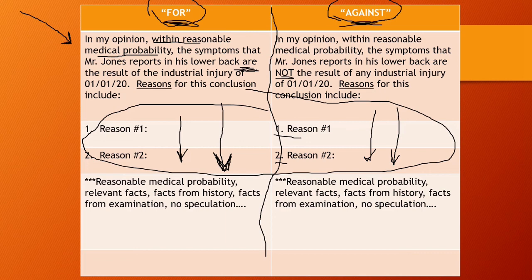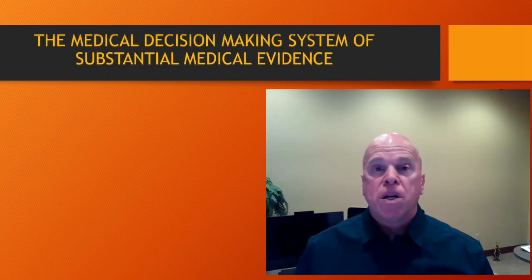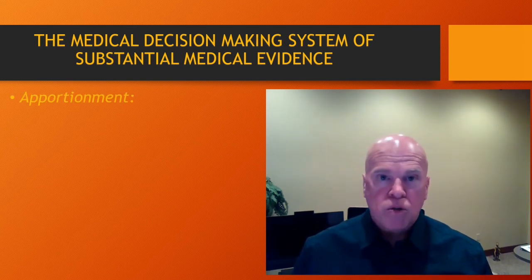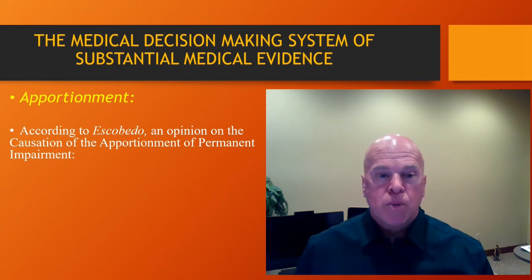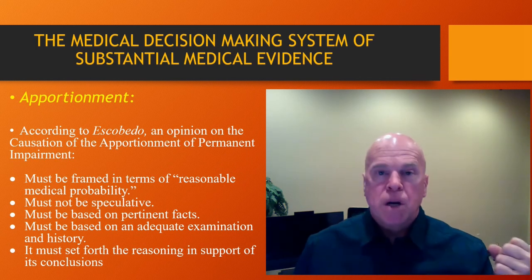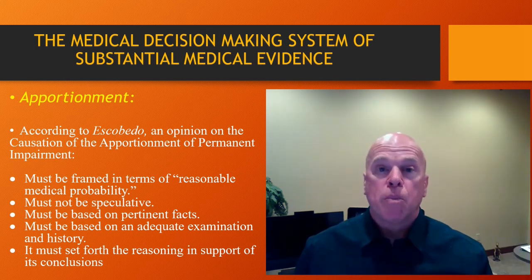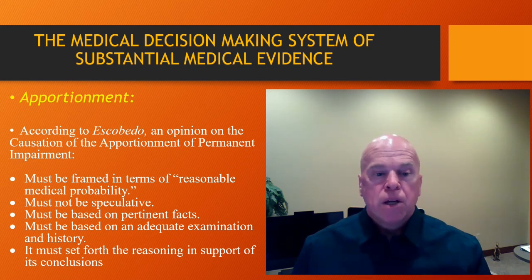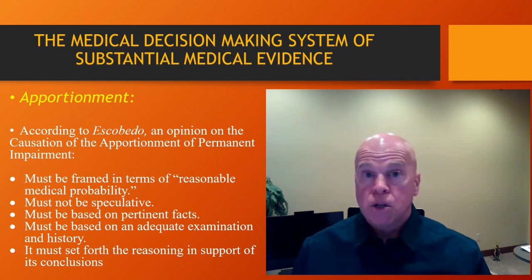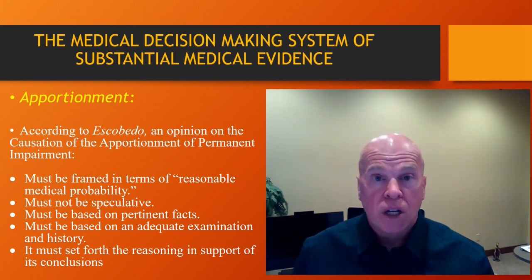Let's take a look now at fashioning your apportionment approximate percentages. When it comes to providing your apportionment approximate percentages, the exact recipe and formula for qualifying your opinion and conclusion as a substantial opinion comes to us from the Escobedo case. And Escobedo tells us that an opinion on the causation of the permanent impairment must, number one, be framed or predicated upon reasonable medical probability. Number two, it must not be speculative, based on guess, conjecture, surmise, or speculation in any way.